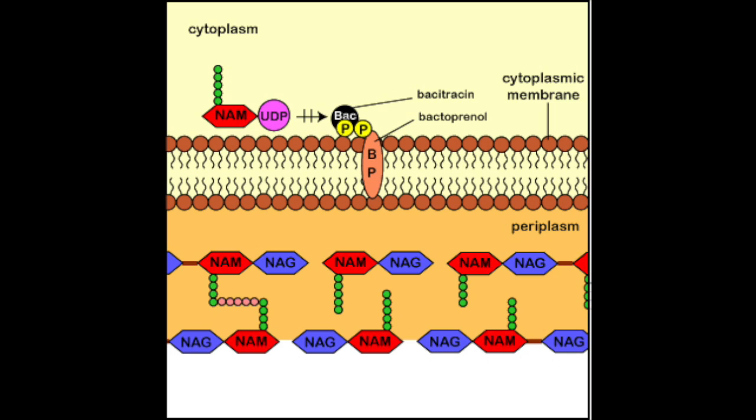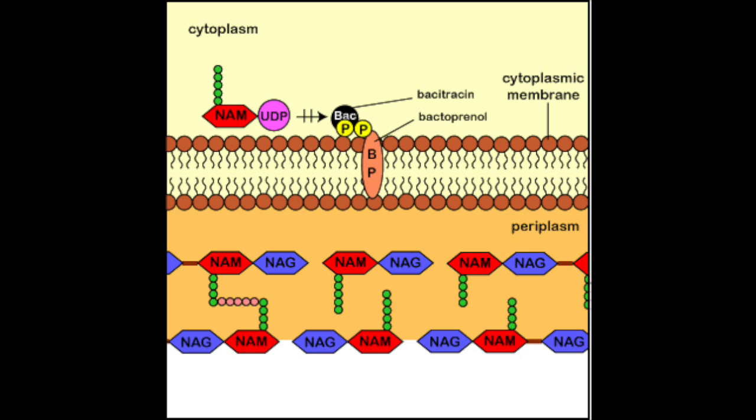So bacitracin is functionally different from penicillin in that it does not target the enzyme responsible for the formation of the peptide bridge between peptidoglycan bonds, but it actually targets the carrier, bactoprenol.